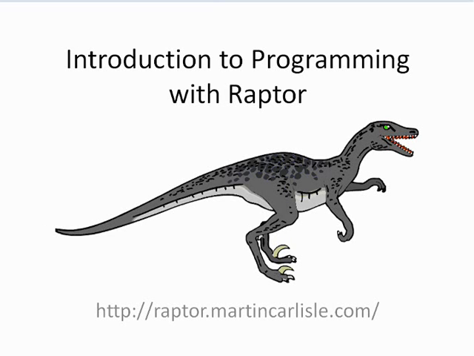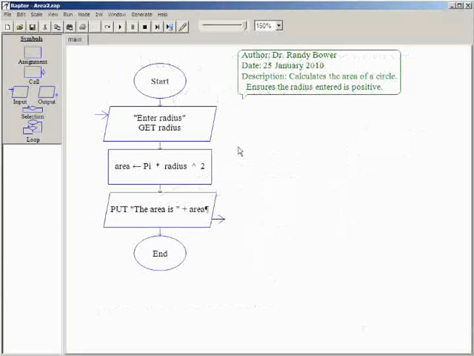Raptor is a visual programming environment based on flowcharts. This video will introduce selection, which allows a program to determine as it runs which symbols to execute and which symbols to skip. One of the most common uses of a selection symbol is to avoid errors.